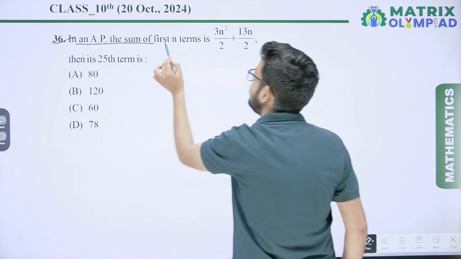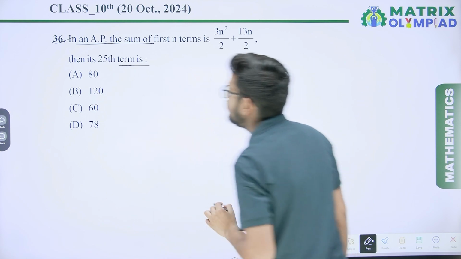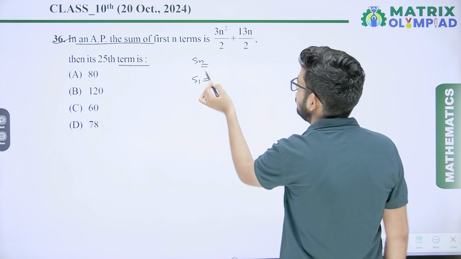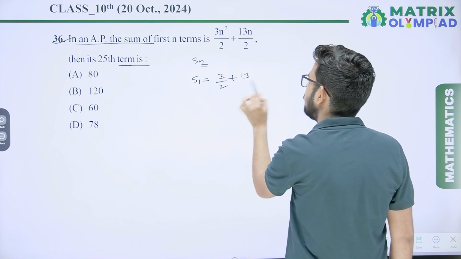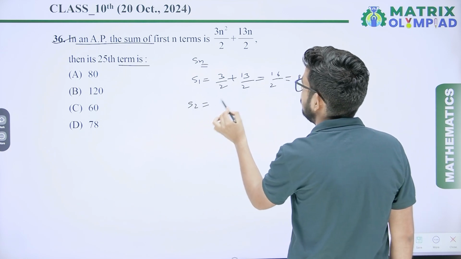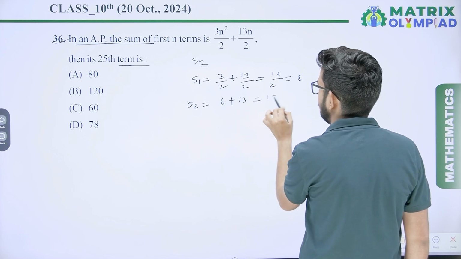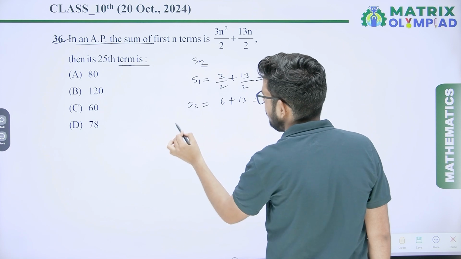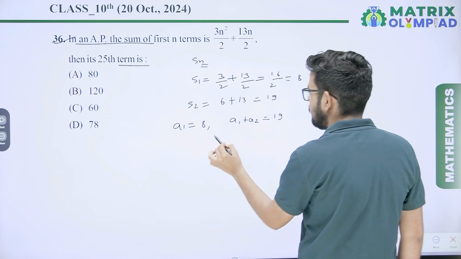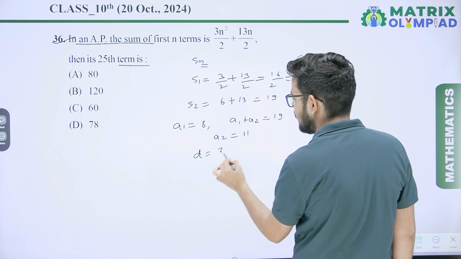Question number 36. In an AP, the sum of first n terms is 3n square upon 2 plus 13n upon 2. Then the 25th term is? Okay, it is saying it is Sn. So S1 will be 3 upon 2 plus 13 upon 2, that is 16 upon 2, 8. And S2, that is 3 times 6 plus 13, that is 19. So S1 is A1, so A1 equals 8, S2 is A1 plus A2, that is 19. So from here A2 equals 19 minus 8, that is 11. So D is A2 minus A1, that is 3.